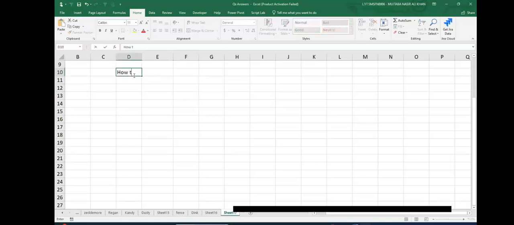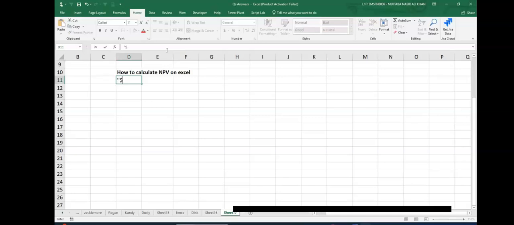How to calculate NPV on Excel. So the proforma is, first of all, you will write the years, or first of all, you will write the currency.